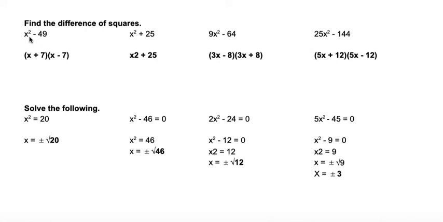Difference of squares. What we do has to have a minus sign, difference, and these have to both be perfect squares. So we have our x squared, obviously that's a perfect square, so you drop down x and x. 49, square root of 49 is 7, so we put a 7 and 7, and we put a plus sign and a minus sign. It does not matter the order.